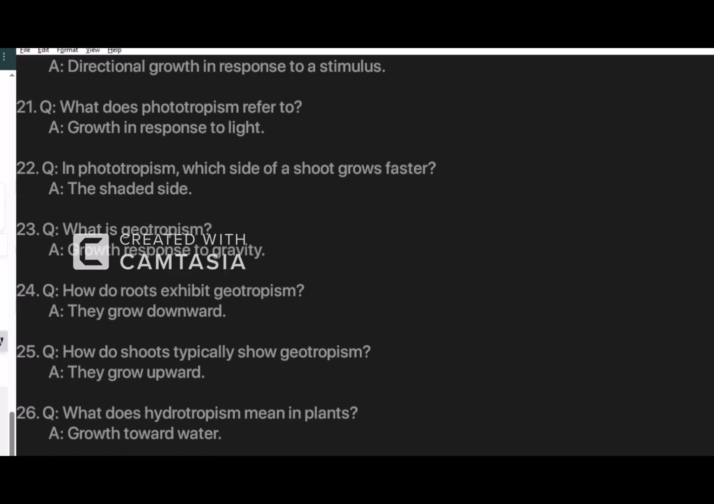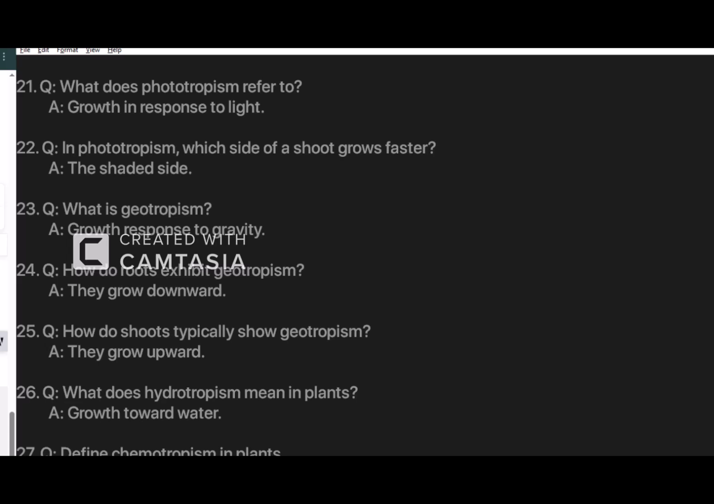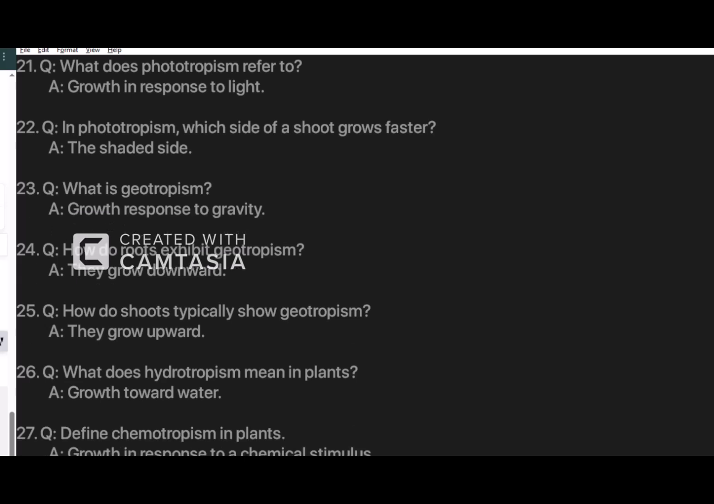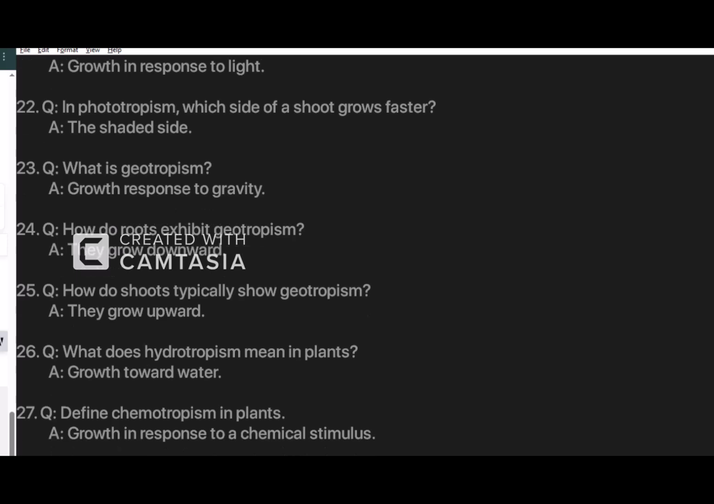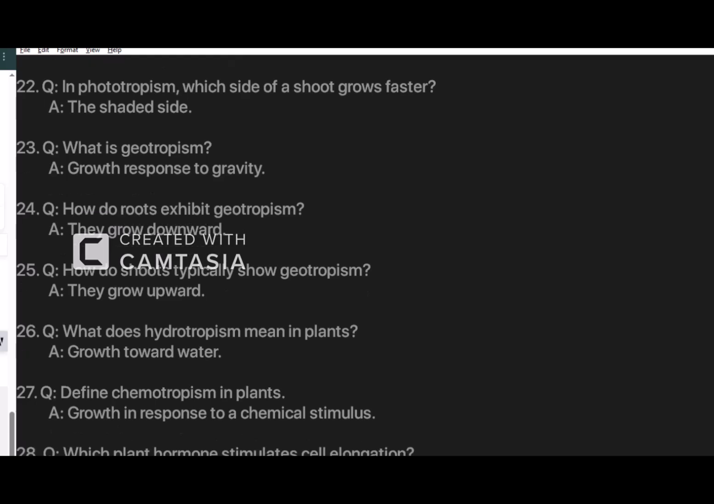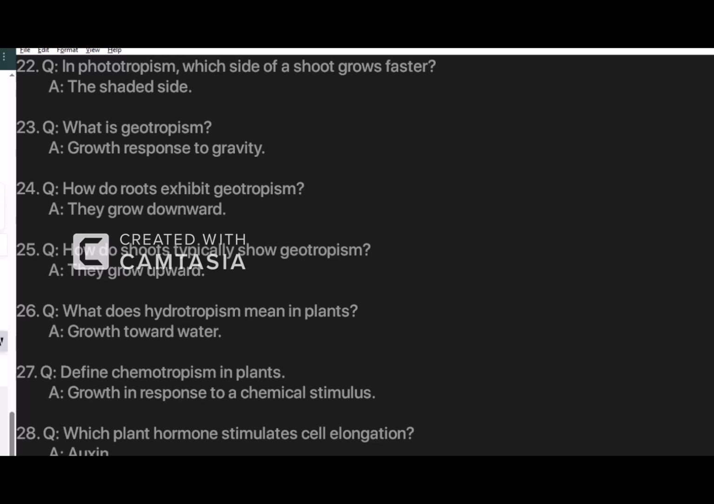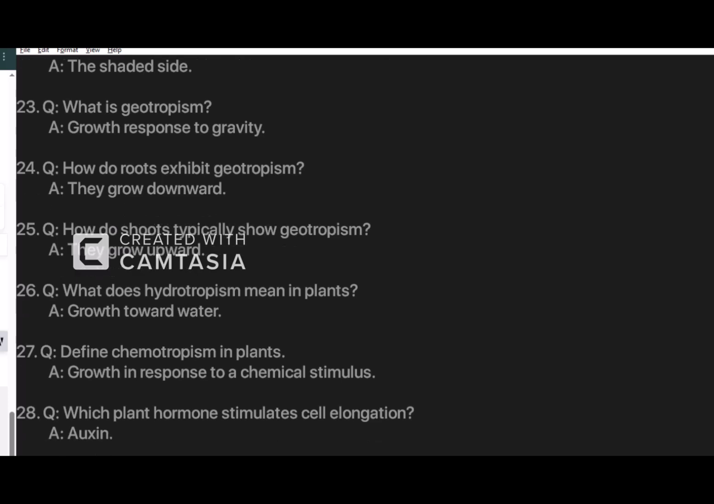25. Q. How do shoots typically show geotropism? A. They grow upward. 26. Q. What does hydrotropism mean in plants? A. Growth toward water. 27. Q. Define chemotropism in plants. A. Growth in response to a chemical stimulus.